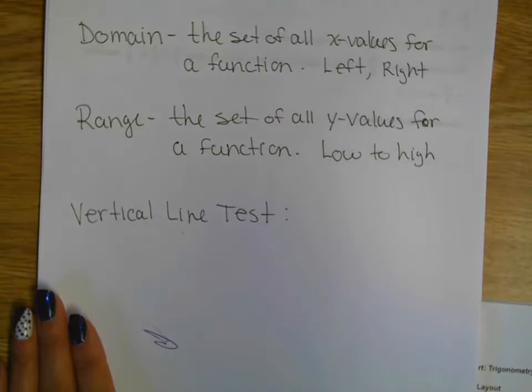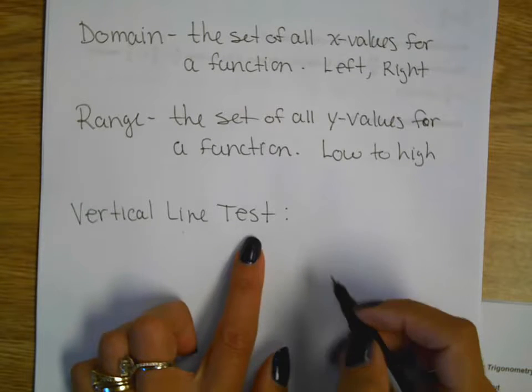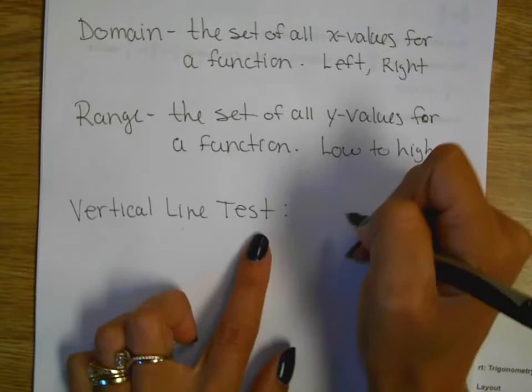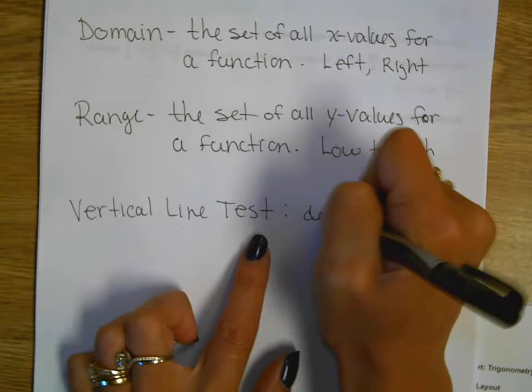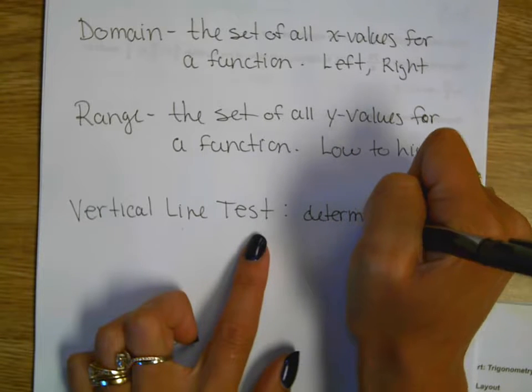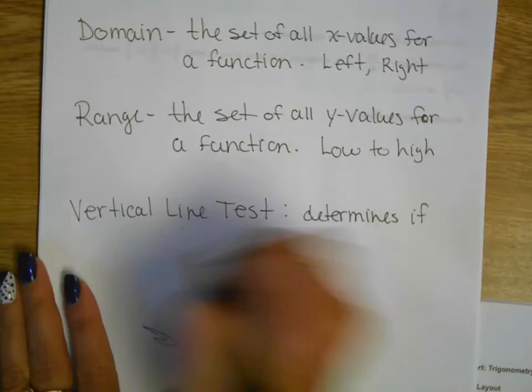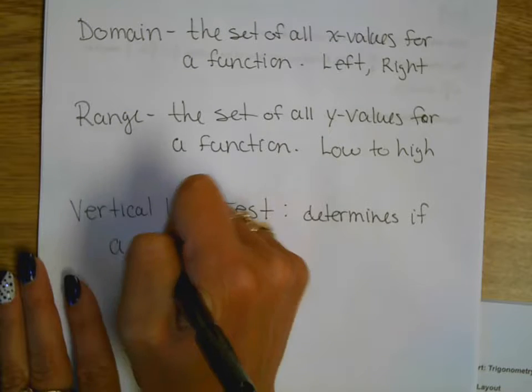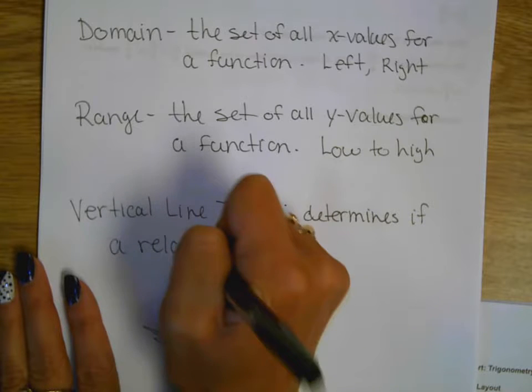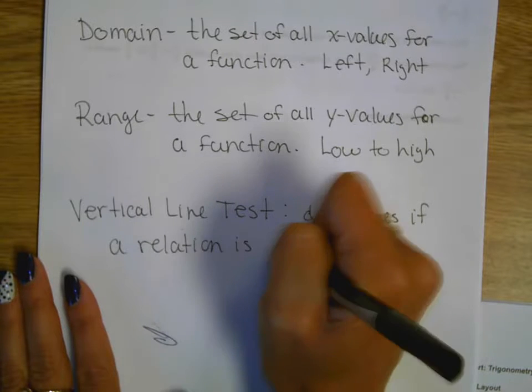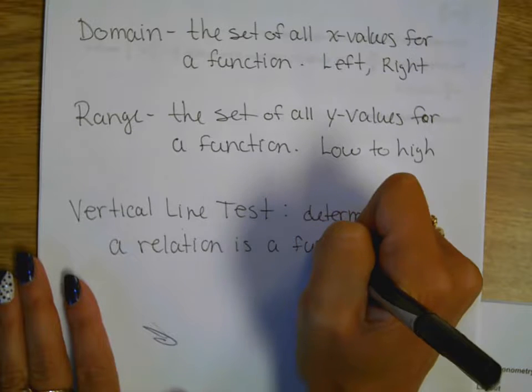And if you draw a vertical line, and I'll draw it in a minute, you'll have one x value that's giving out two different y values. Not consistent there. So that makes it not a function. So a vertical line test determines if a relation is a function.